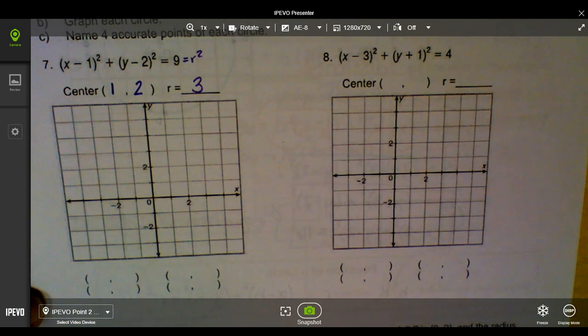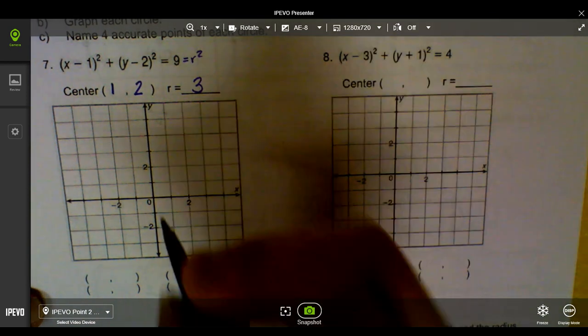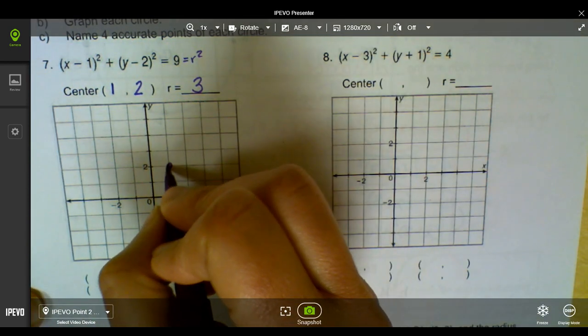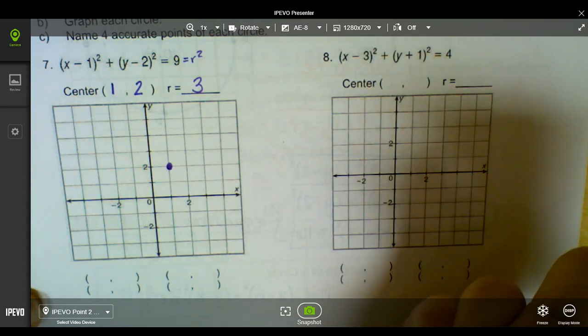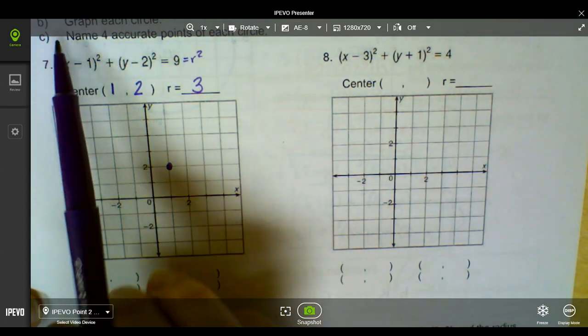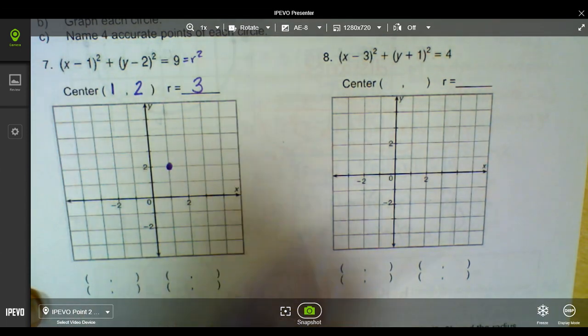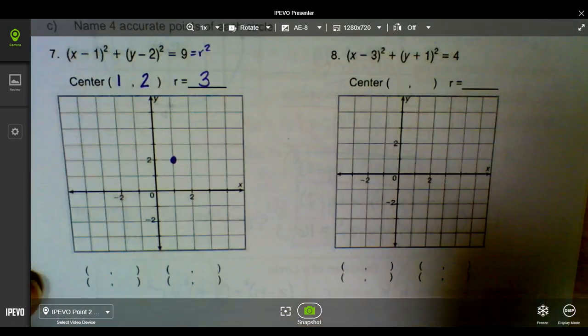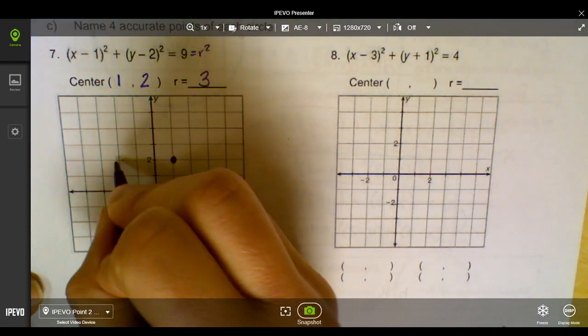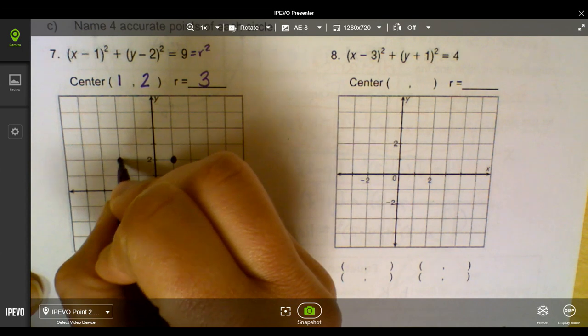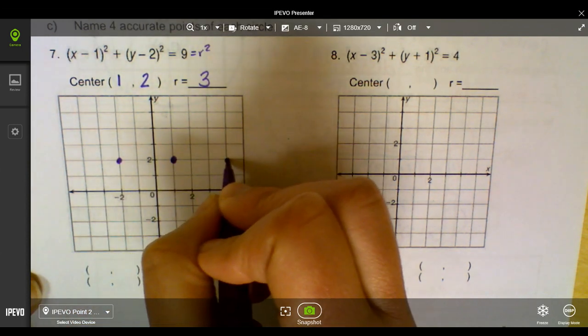Okay, and then it says to graph the circle. So our center is at 1, 2. And then we have a radius of 3. So we have to have the 4 accurate points on each circle. So you're going to go 3 to the left. 1, 2, 3. 3 to the right.